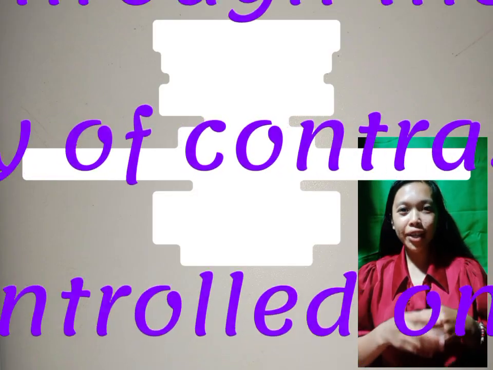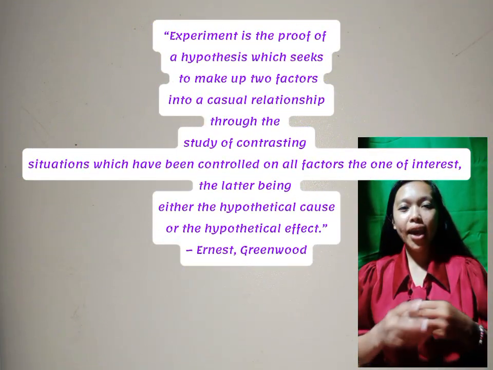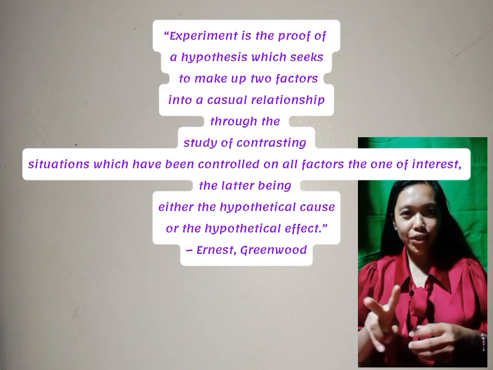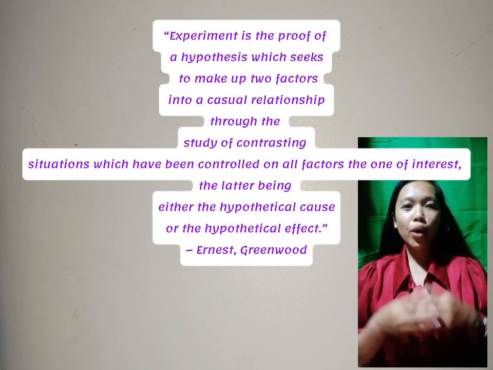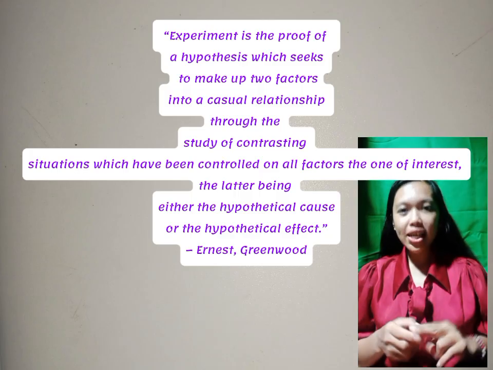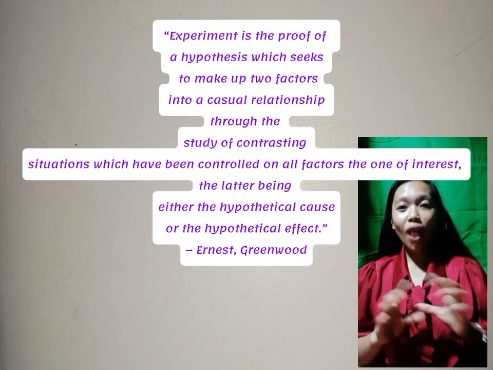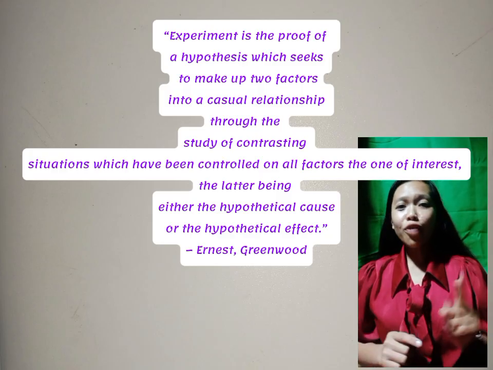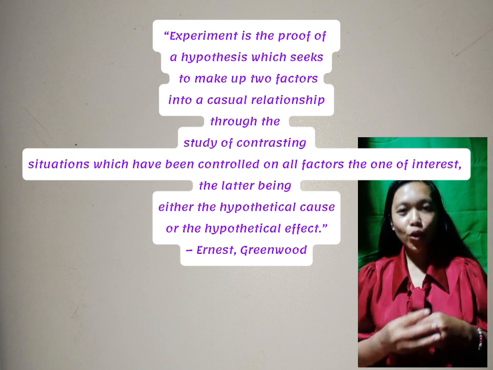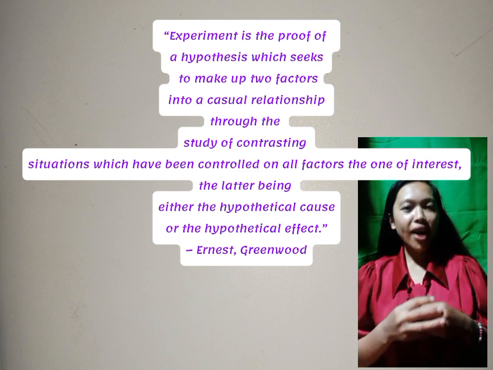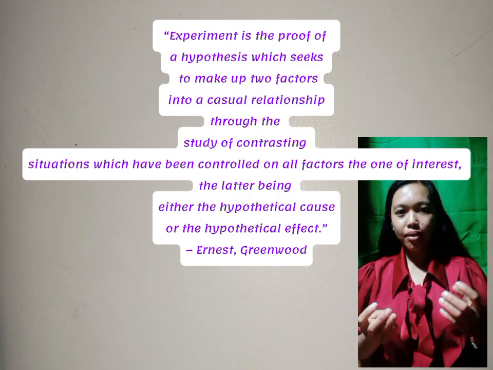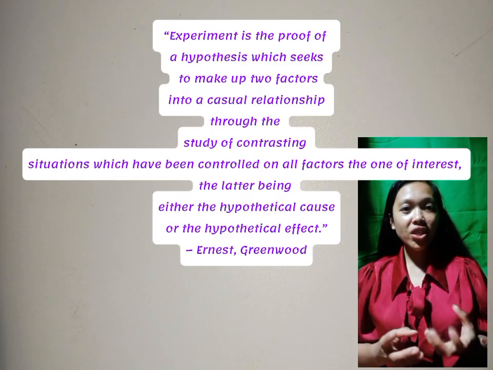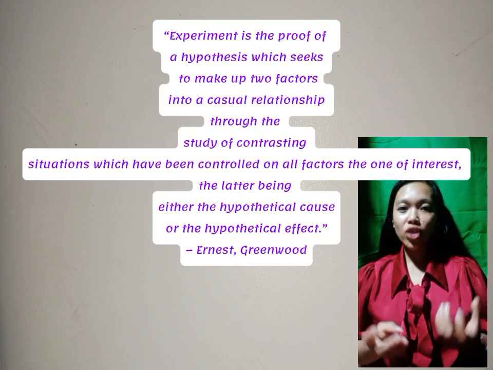According to Ernest Greenwood, an experiment aims to establish a causal relationship between two factors. It does this by comparing contrasting situations where all factors except the one of interest are controlled. One factor is considered the cause, or the independent variable, and the other is the effect, or the dependent variable. The experiment assesses whether changes in the cause lead to changes in the effect.